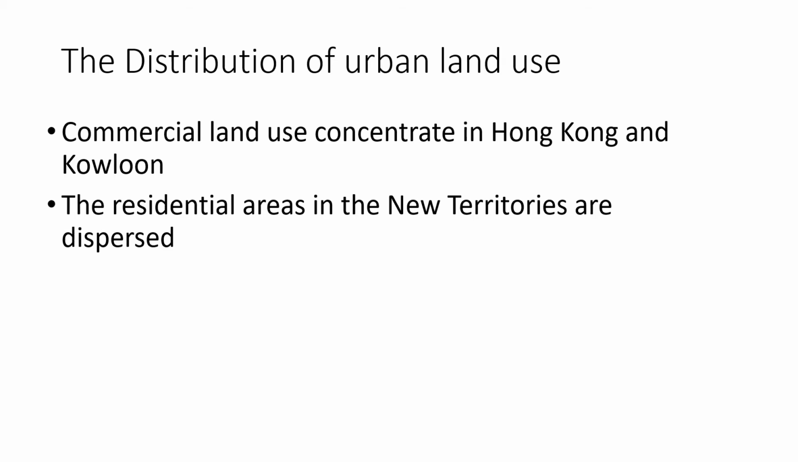Okay, this lesson is about the distribution of urban land use. In general, commercial land use concentrates in Hong Kong and Kowloon, and the residential areas are all over Hong Kong, but the buildings and houses in the New Territories are dispersed. That means they are scattered around different corners, around different places in the New Territories.